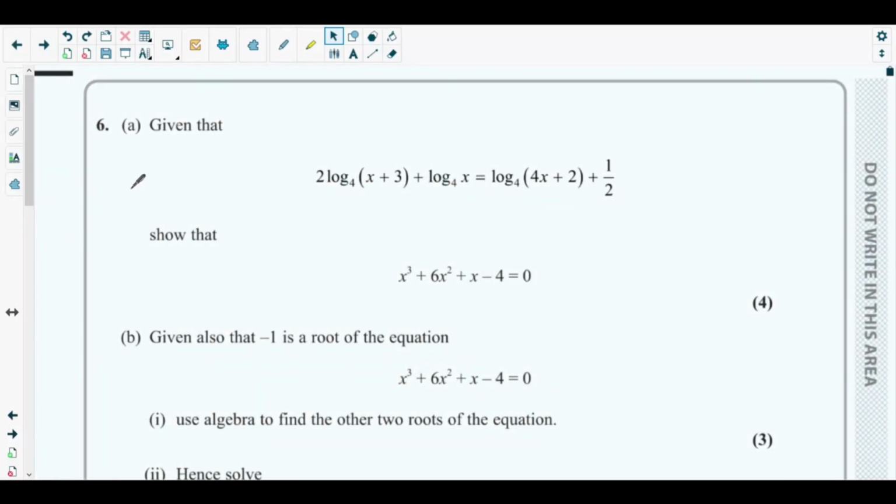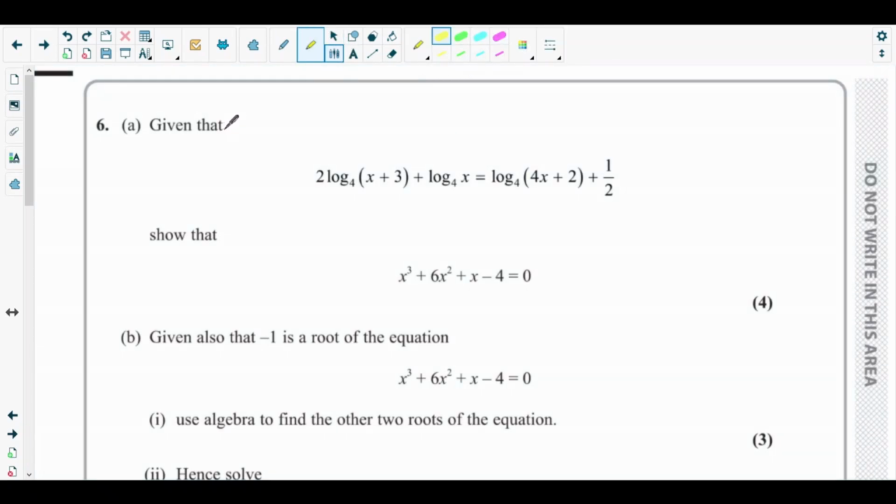Okay. So the concepts behind question number 6 are from chapter number 3 of your Pure Mathematics 2 textbook, which is exponentials and logarithms. And also we need to have an idea about algebraic methods and algebraic operations. So we need some concepts from chapter number 1, that is algebraic methods, also in this question. So let's get started with question number 6.